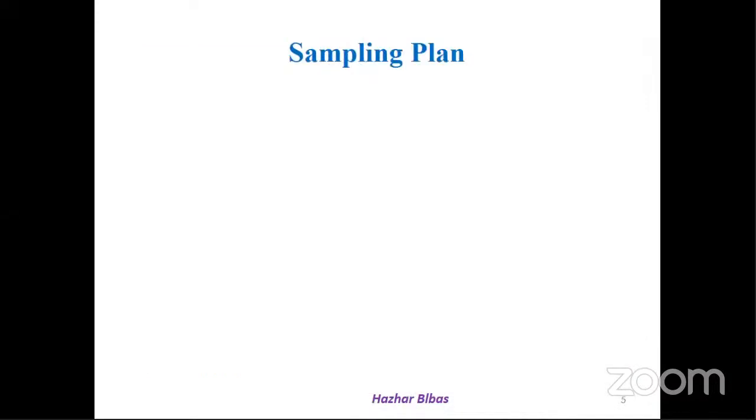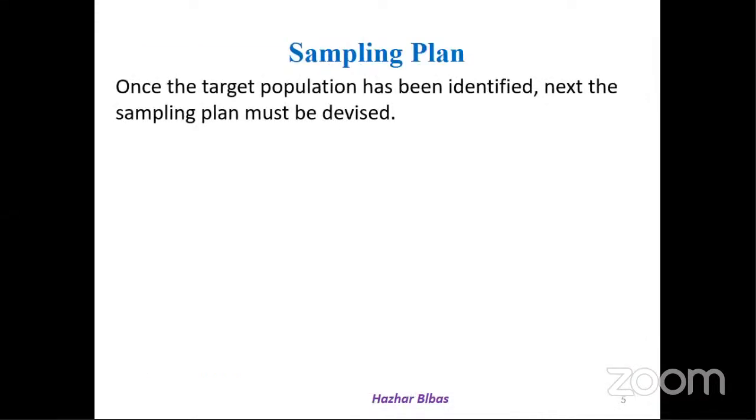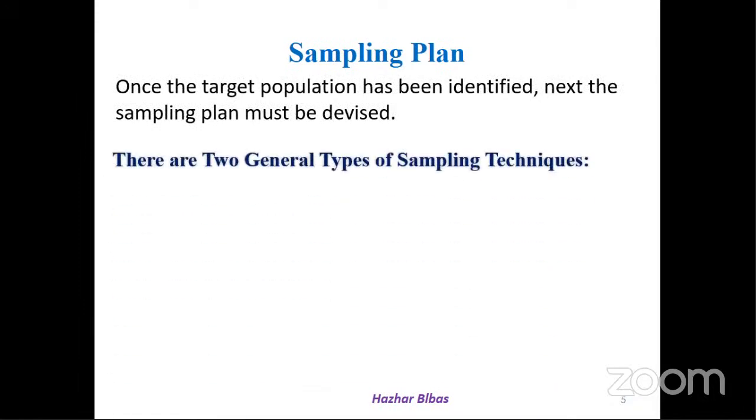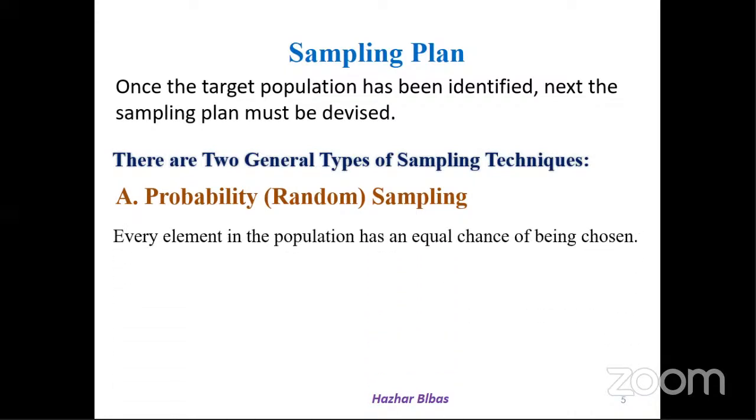Once you have the number of the sample size, you have to choose which sampling is the best for you. You have two types of sampling: probability sampling and non-probability sampling. Probability sampling means each element, each case, each person in the population has an equal chance to be selected.